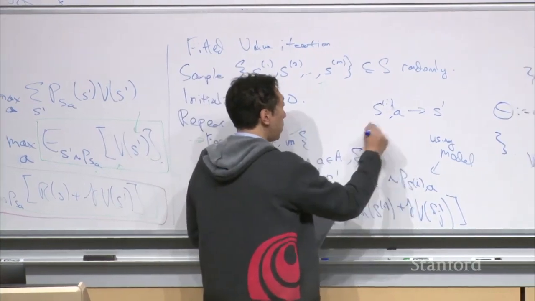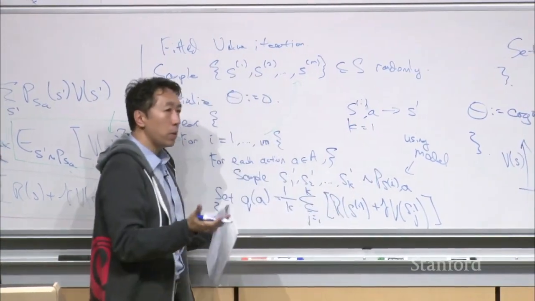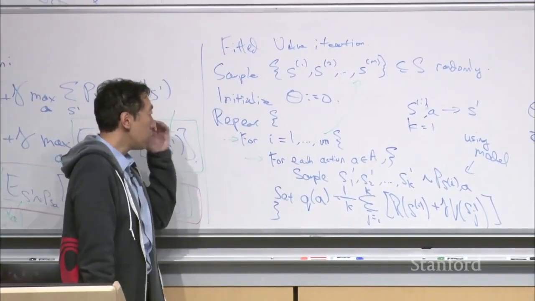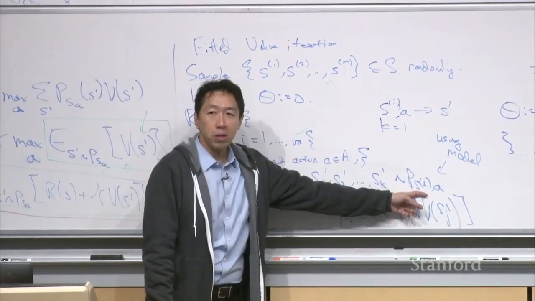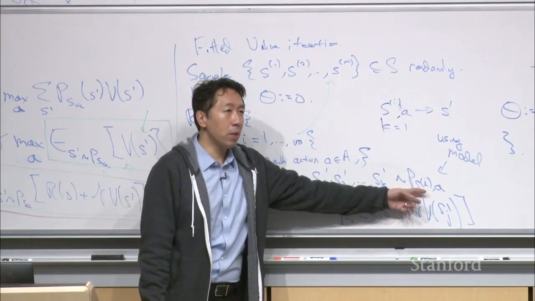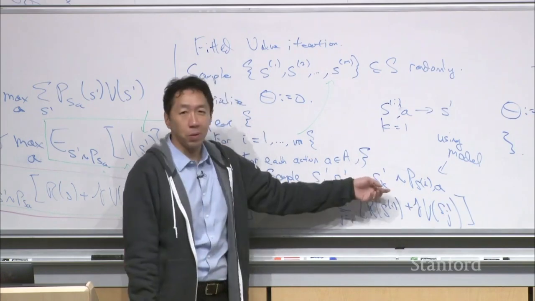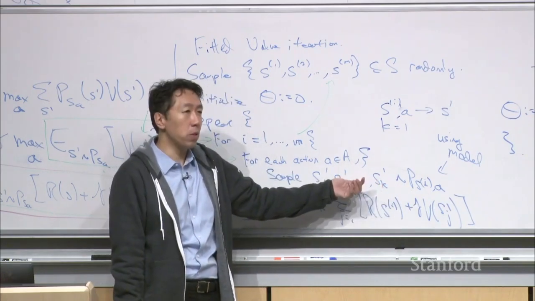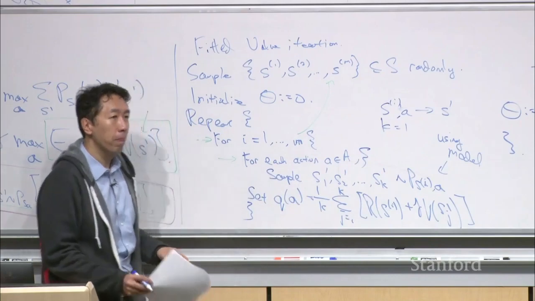So if you have a deterministic simulator, you can set k equals 1 and sample only once, because this distribution always returns the same value. All of these k samples will be exactly the same, so you might as well just do this once rather than k times. Does that make sense?